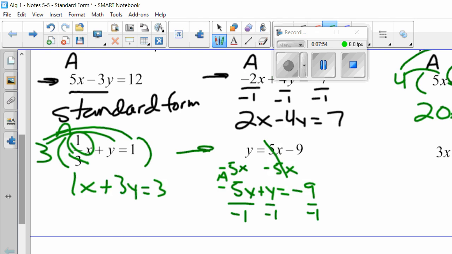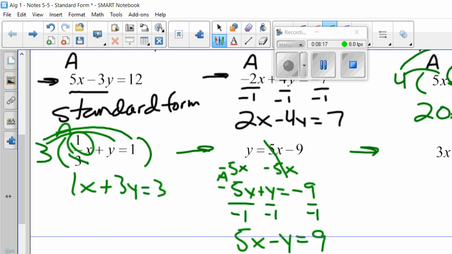So this makes a positive 5x. This now makes a negative 1y. This now makes positive 9. Okay. So x and y are now on the same side. A now is positive, and there were no fractions. Okay. Last one.